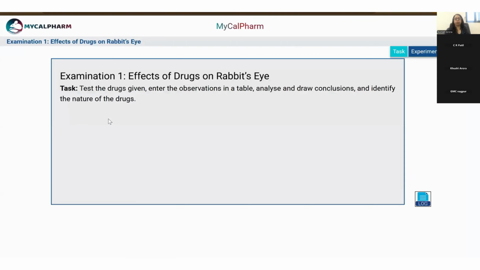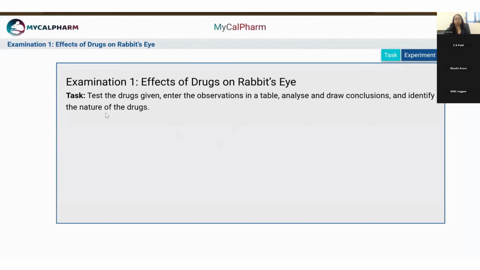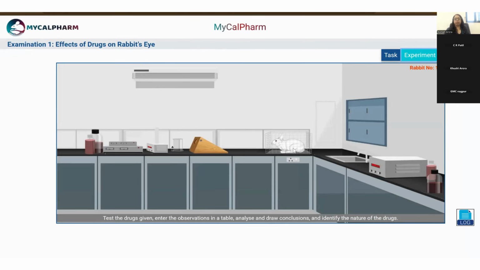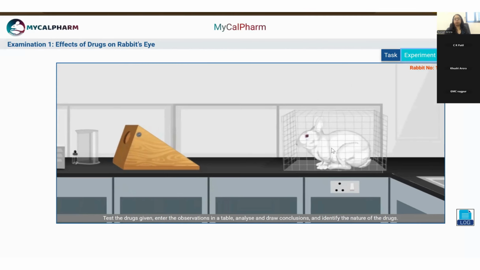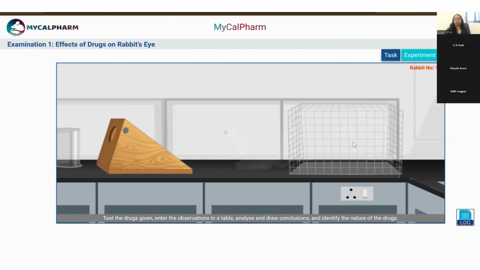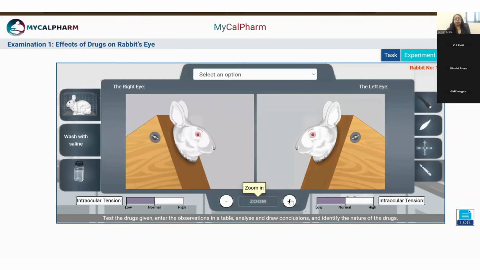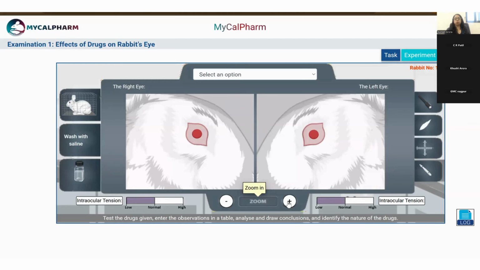I'm just opening it here. This is the task for the effect of drugs on the rabbit eye. The student has to just identify the effect of the drugs which will be given to the rabbit's eye. Let me start with this particular examination. This is the setup of this particular experiment or examination. I'm just zooming in so that we can completely see the effect of the drug.